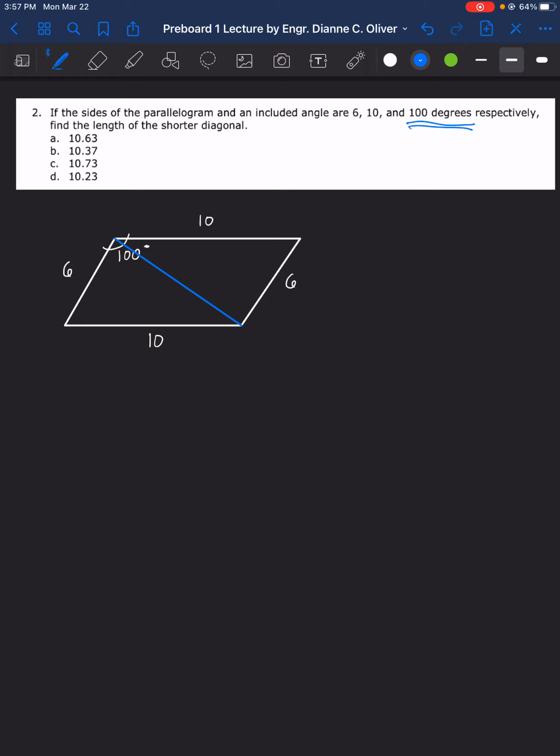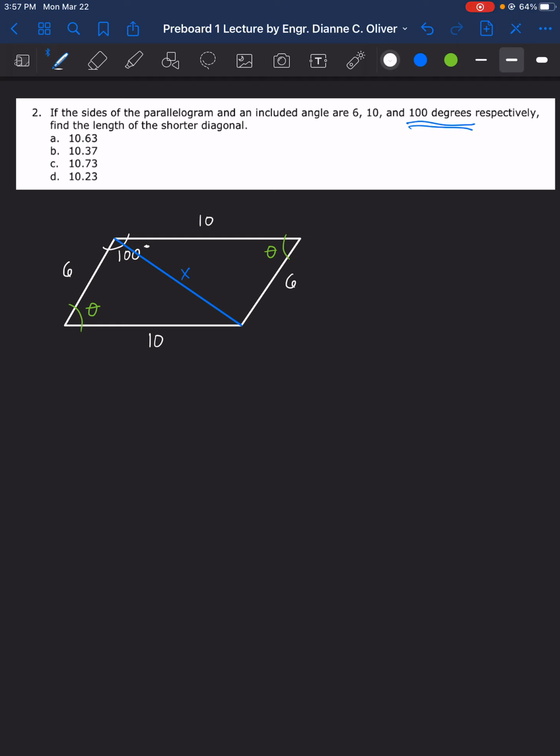So how do we solve this? Given all sides, we are looking for the value of x, so this x here. We can use the cosine law by looking for the value of theta, then theta here.